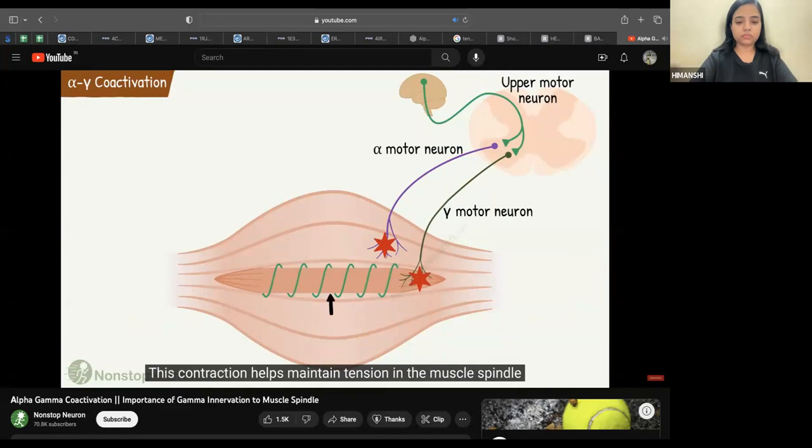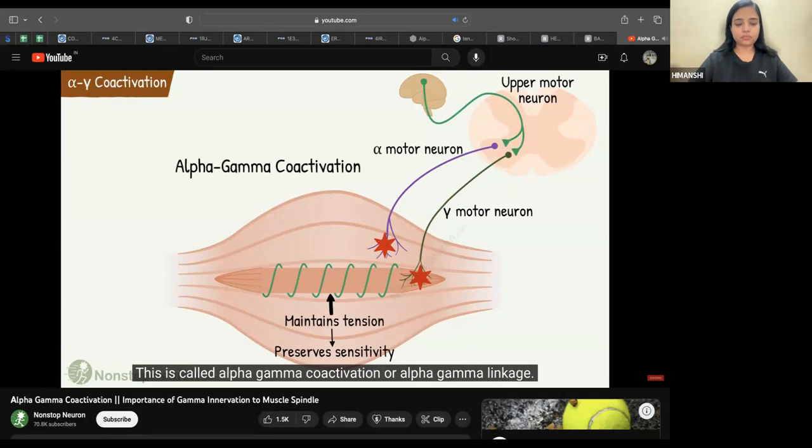This contraction helps maintain tension in the muscle spindle even when the whole muscle is contracted. And this in turn preserves the sensitivity of the muscle spindle. Thus, the simultaneous activation of alpha and gamma neurons increases the range of lengths over which the spindle can work. This is called alpha-gamma coactivation or alpha-gamma linkage.